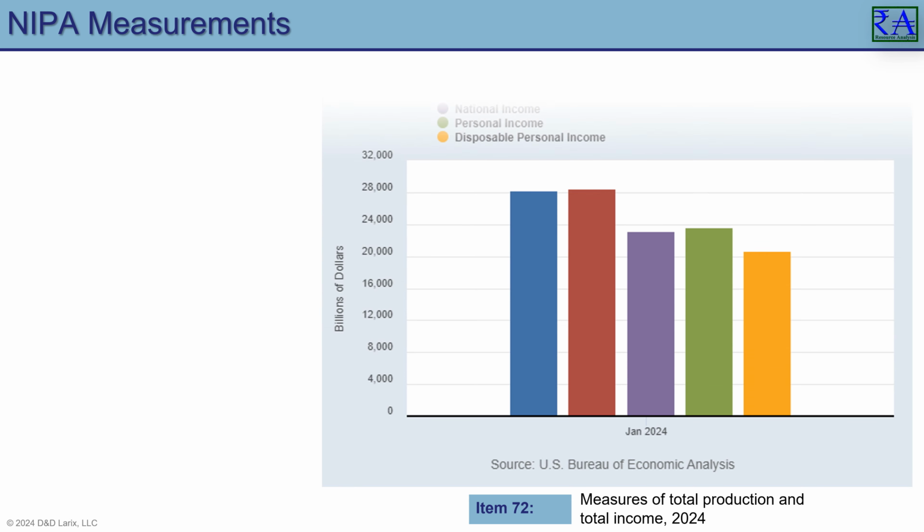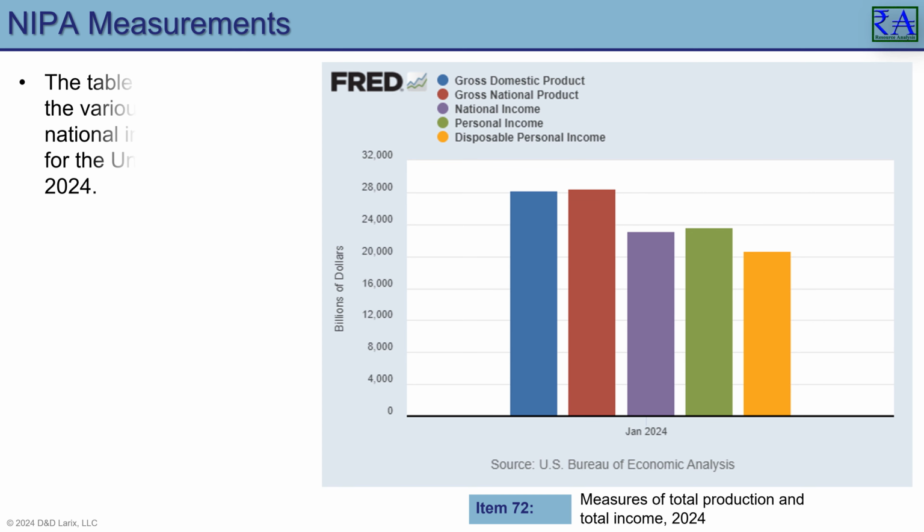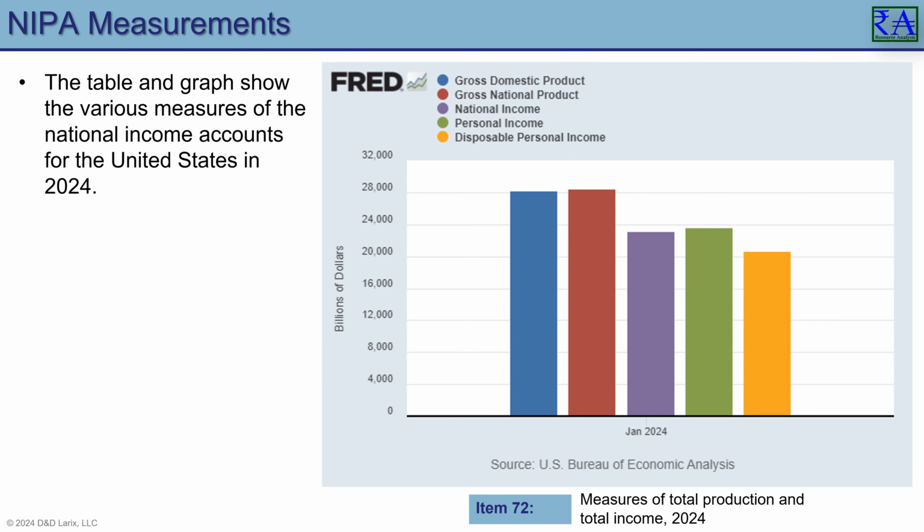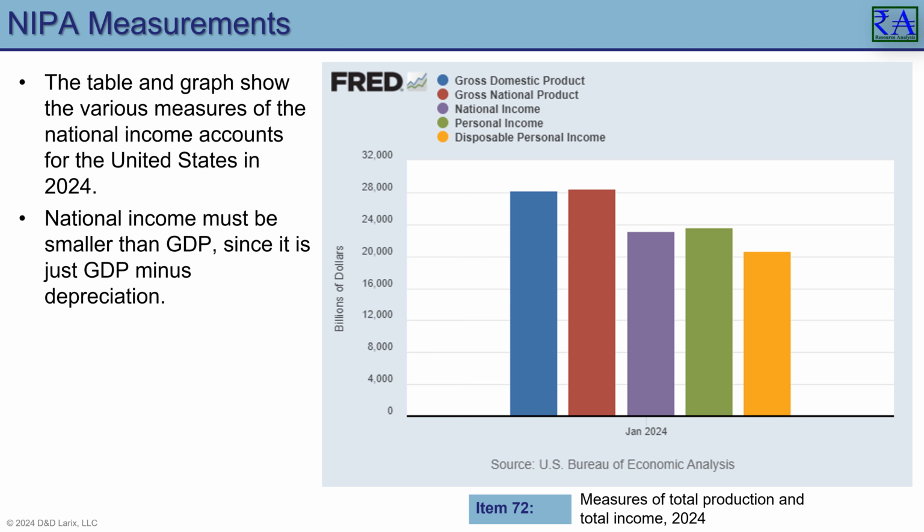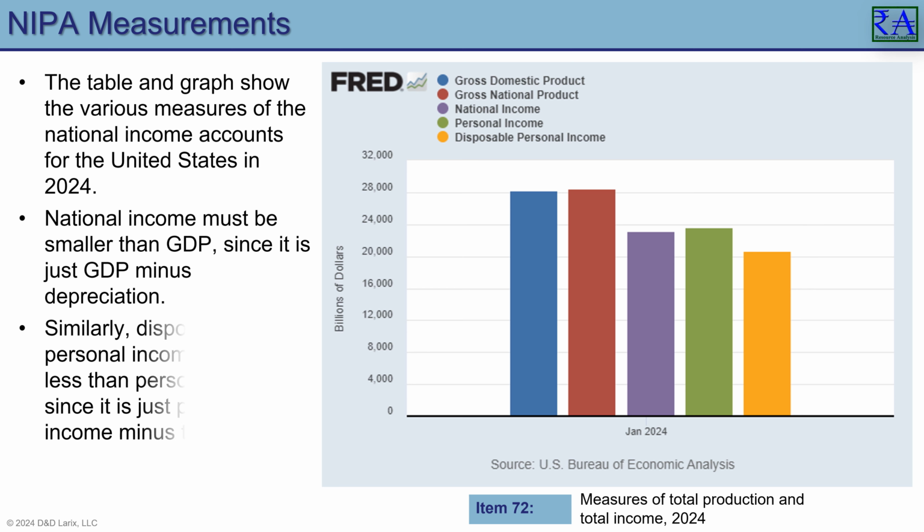Gross National Product, or GNP, is the value of final goods and services produced by residents of the United States, even if the production takes place outside the United States. GNP includes foreign production by U.S. firms, but excludes U.S. production by foreign firms. For the United States, GNP is almost always the same as GDP.